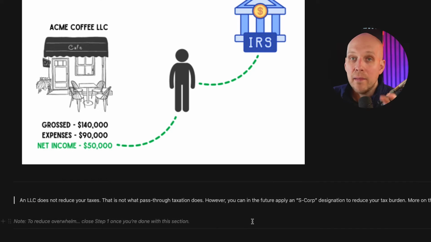But with an LLC, it's also very flexible. So in the future, you can apply what's called an S-Corp designation to help reduce your tax burden. That comes into play at about $40,000 to $50,000 of net income. I'm just making that mention right now because I don't want you to miss out on these potential tax savings in the future.